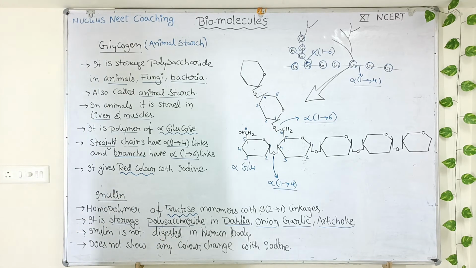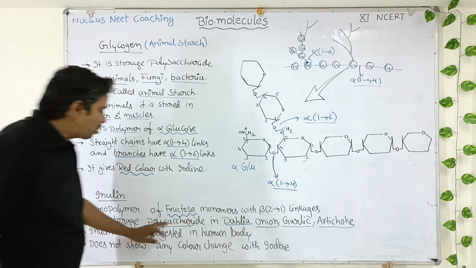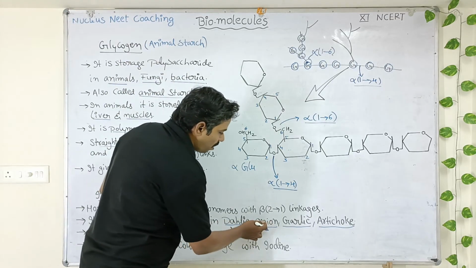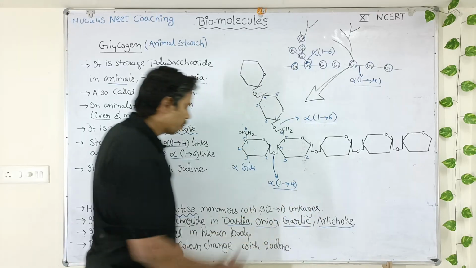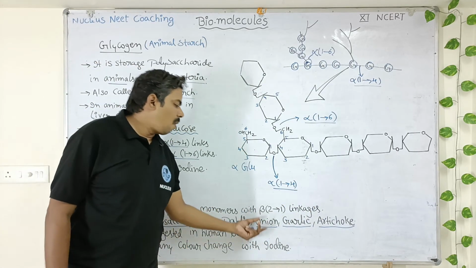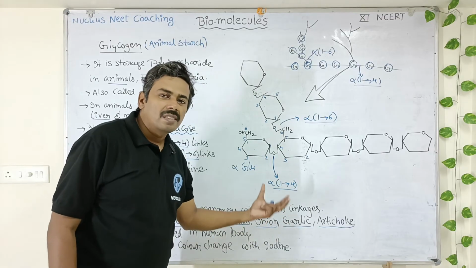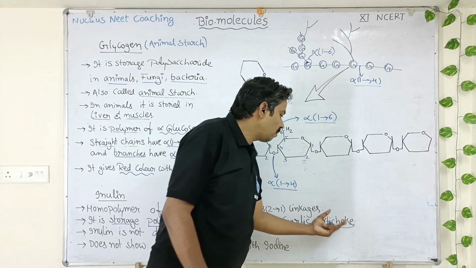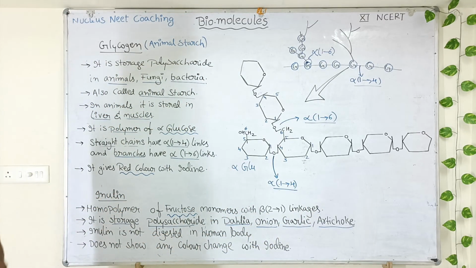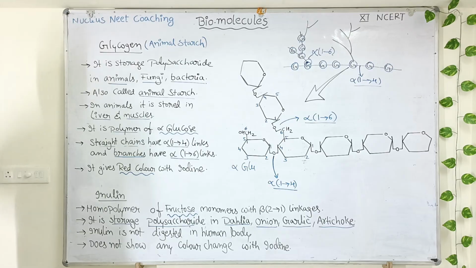Now, it is a storage polysaccharide in plants like dahlia, onion, garlic and artichoke plants. In dahlia, it will be stored in underground tubers. In onion and garlic, inulin will be present in the bulbs. In artichoke, it will be present in the shoot. So in this way, inulin acts as a reserve food material in some plants.